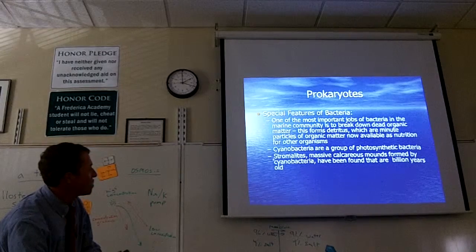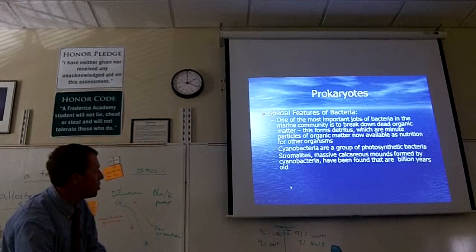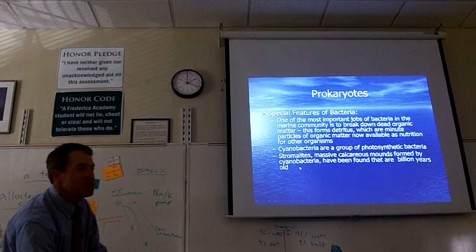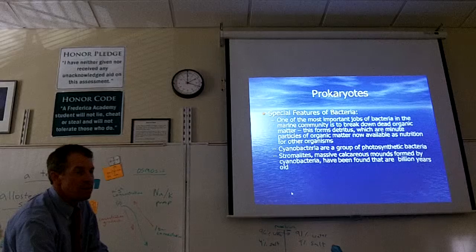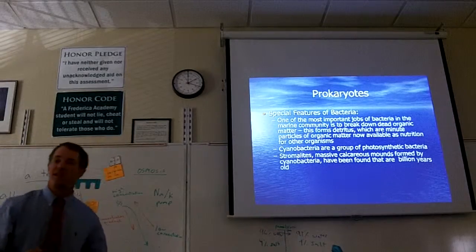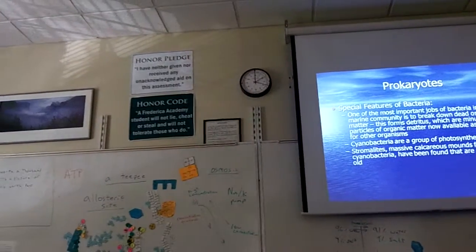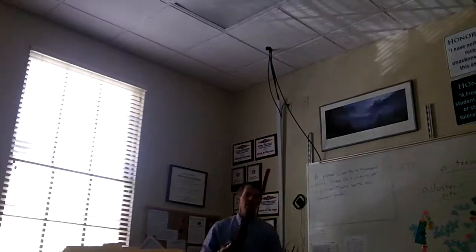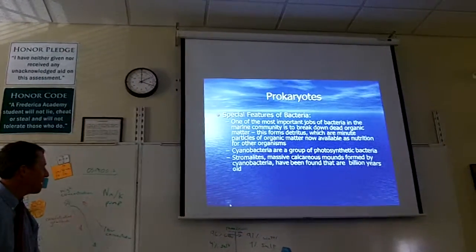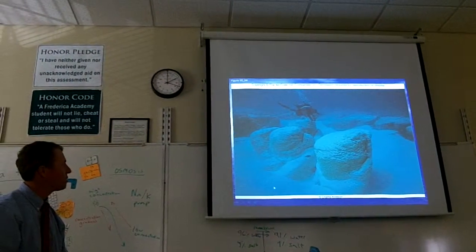The stromatolites look like huge boulders sitting there at the bottom of the ocean. You only find them in shallow areas because these bacteria are photosynthetic, and they have to get light, so you don't find them real deep. This stuff you can find in your book.